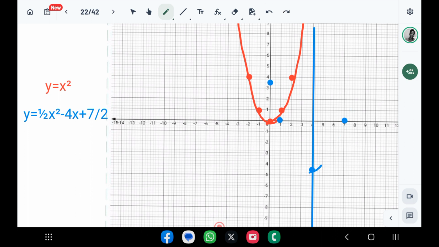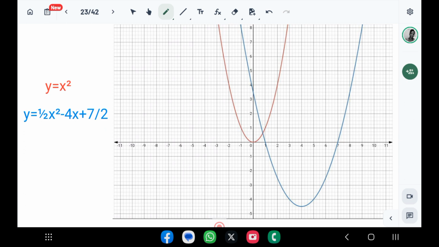Let's fix that. Now let's join these points together. There. Okay, let me fix that. Now let's see what the graph calculator gave us. That's exactly the same graph that we've just drawn there.